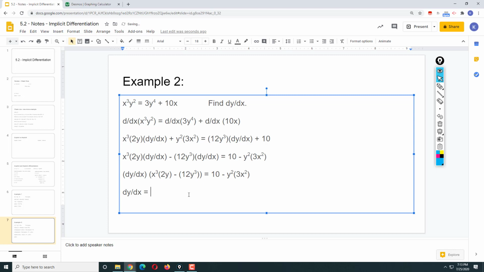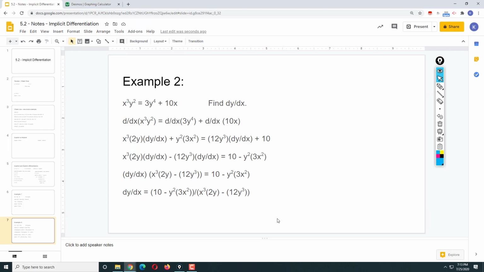And I end up with the top term, 10 minus y squared times 3x squared, divided by the bottom term that we divide on each side, which is x cubed times 2y minus 12y cubed. We have dy over dx by itself. We are finished. So that is implicit differentiation. Okay, that's it.